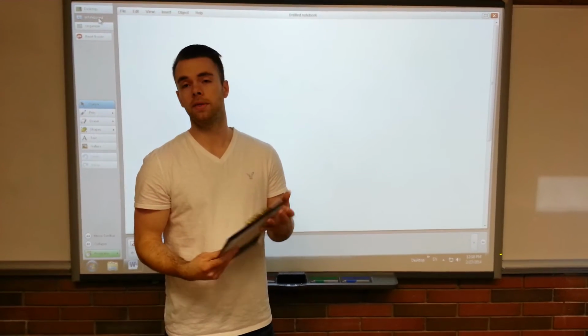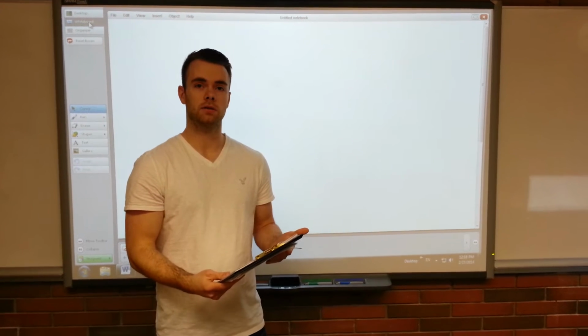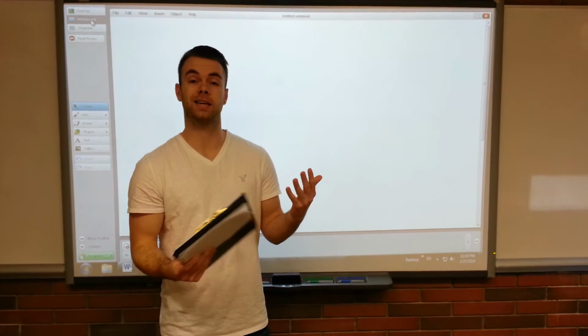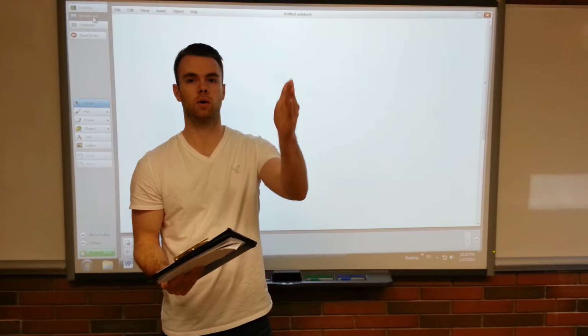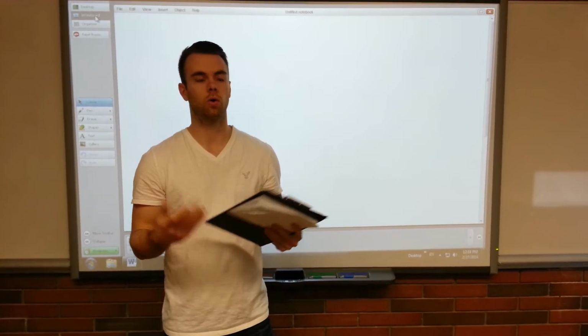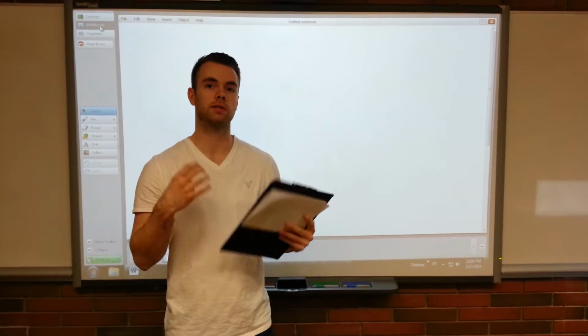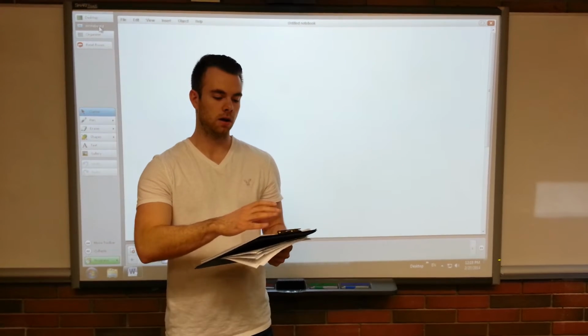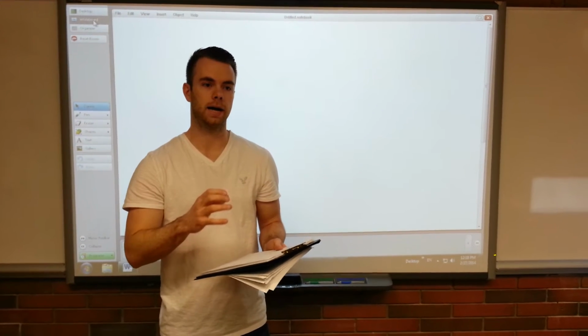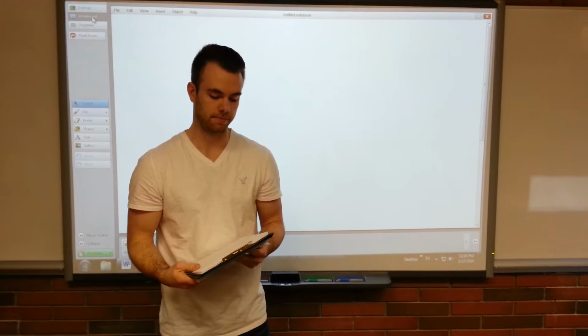A great way that a teacher could use this would be at the start of a unit, introducing information in the form of a KWL chart: know, want to know, learnt. Or you could do it at the end of a unit where you want to summarize information and give students a place to start their studying for their final exam.